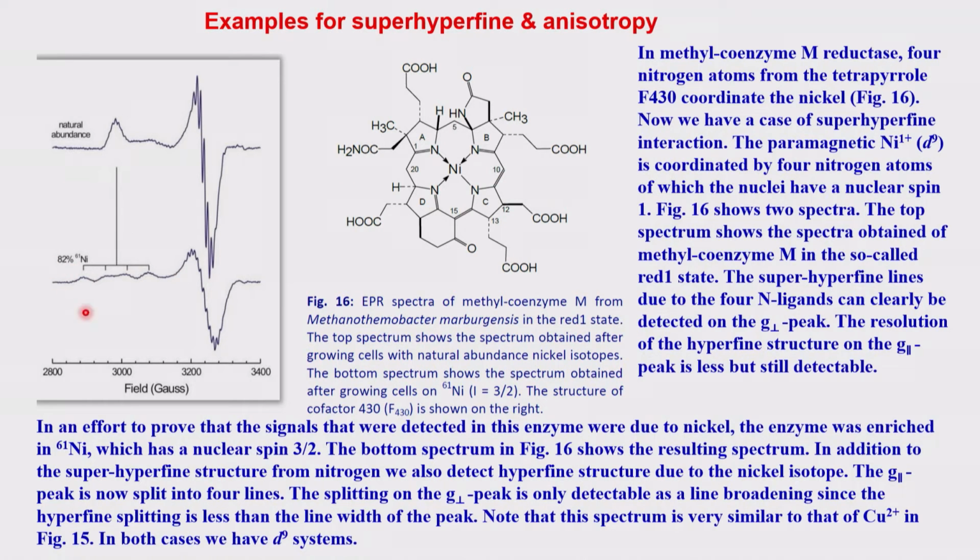Now you can see the corresponding spectrum. So you can get 1, 2, 3, 4 broad features. That means because of the nickel, and in each broad feature you have smaller ones, and those smaller ones should come as 9 lines because of the 4 nitrogens, because nitrogen I value is 1. 2 into 4 into 1 plus 1, 9 lines.